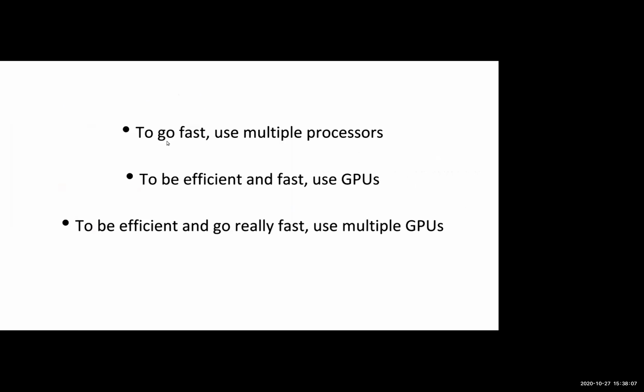If you want to go fast, you use multiple processors. If you want to go efficient and fast, you use GPUs. And if you want to be efficient and go really fast, you use multiple GPUs. So this is the thing I want to say: to go fast, use multiple CPUs; to be efficient and fast, use GPUs; to be fast, efficient, and go really fast, use multiple GPUs.